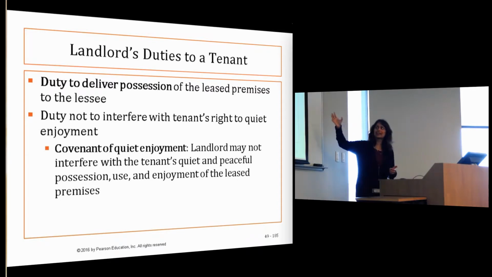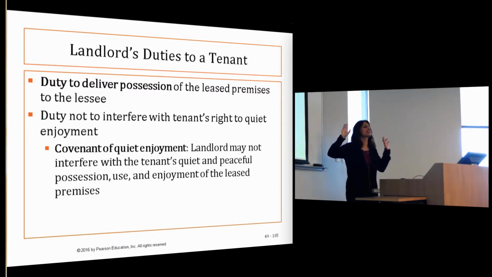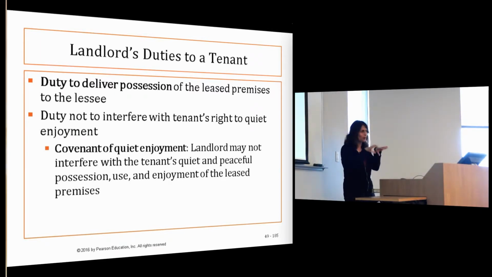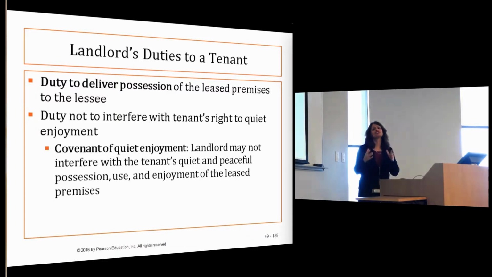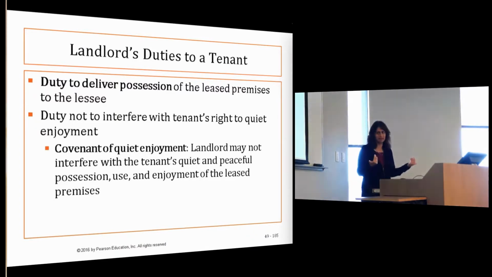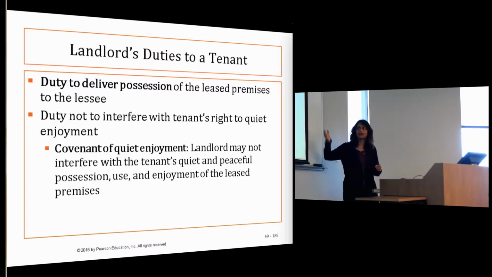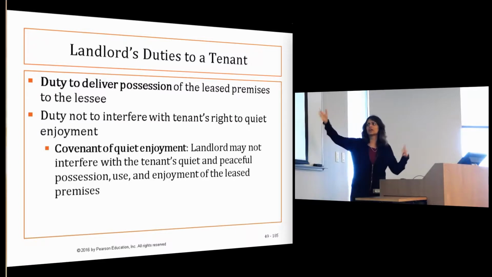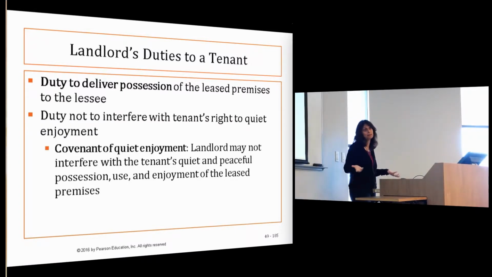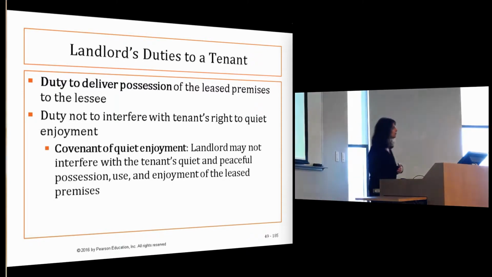And then the duty not to interfere with the tenant's right to quiet enjoyment. That's just legal terminology. Doesn't mean that it has to be quiet. It just means that it shouldn't interfere with reasonable use of those premises, right? So a landlord may not interfere with the tenant's peaceful possession, use, and enjoyment of those leasehold premises. I mean, that's the minimum you would expect when you lease real property.